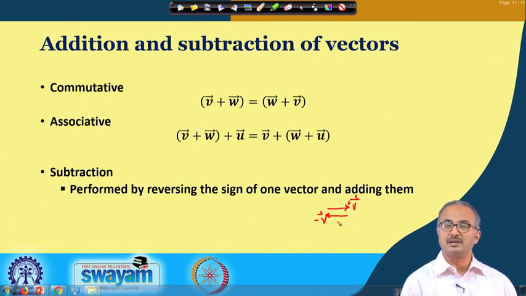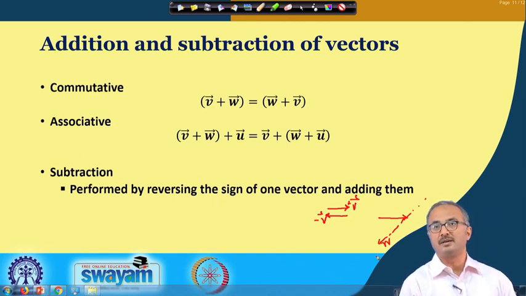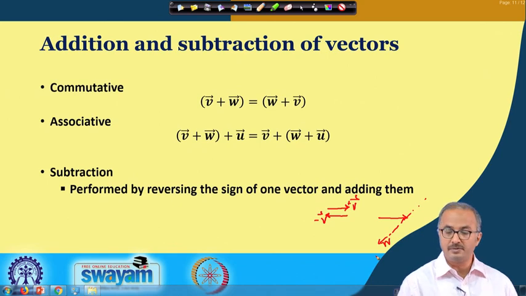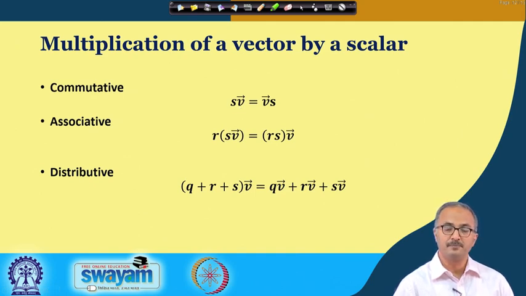Once you know the negative, v minus w means you have to draw v in the same direction as before, like I draw it like this, and w, which you were earlier drawing like this, now we put in the opposite direction. This is w. This is how we make the subtraction of two vectors. Next we come to multiplication of a vector by a scalar. So we have a scalar s, and when we multiply this with the vector, we find this is also commutative. Whether you have s first and then v, or v first and then s, it does not matter. Ultimately the result will be the same.